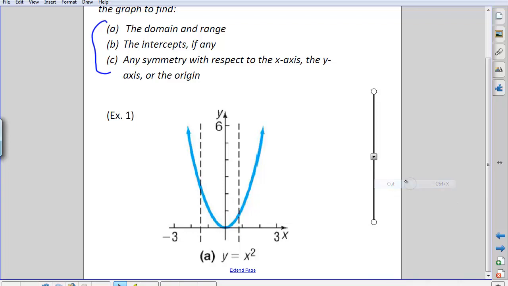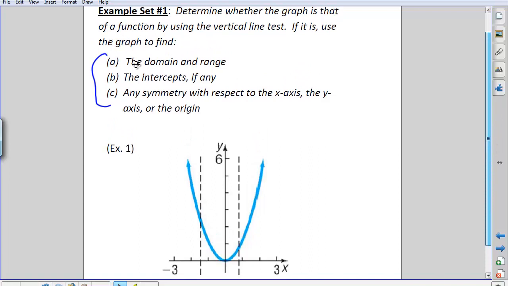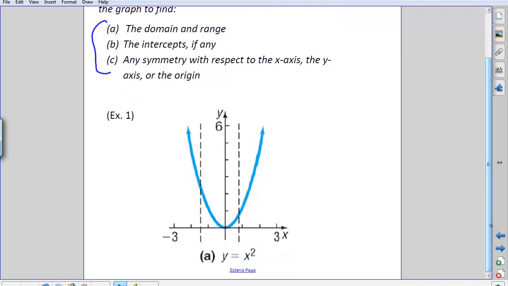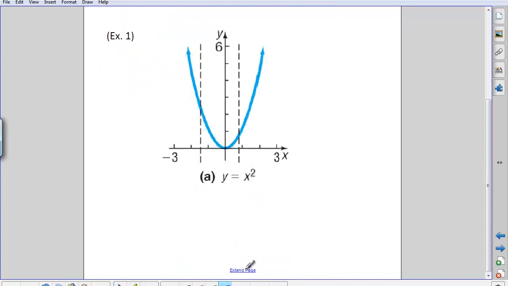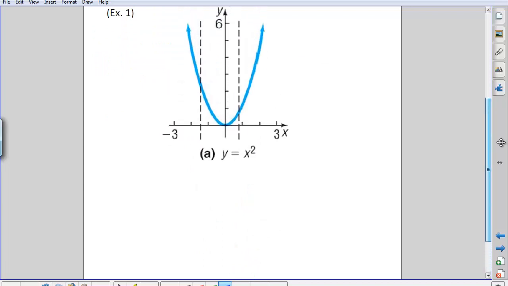So we do have a function there. So we need to answer the questions. What's the domain, range, the intercepts if there are any, and any symmetry with respect to the x-axis, y-axis, or the origin. So let's take these one at a time, okay? So first, the domain and the range. Now, when you think domain and range on a graph, it's best to think in left boundaries and right boundaries.